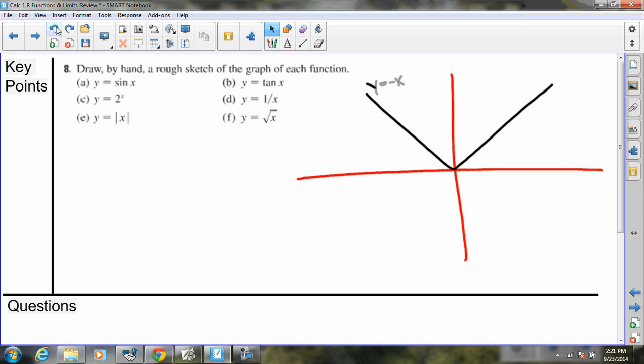For part F, we have the square root of x. Well, please note that since it's using the radical symbol, this is referring to only the positive square root. Positive square root comes right through here.